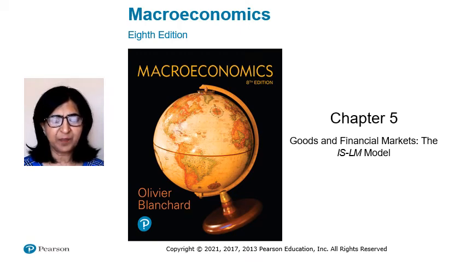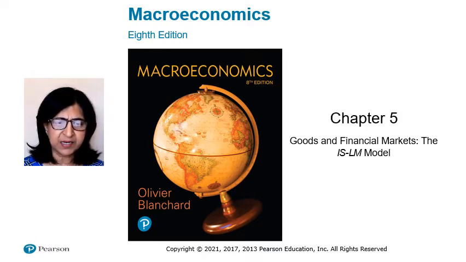Chapter 5, Goods and Financial Markets, the IS-LM Model. In Chapter 3, we learned the determination of output in the goods market in isolation, taking the interest rate as given. In Chapter 4, we learned how interest rate is determined in financial markets in isolation, taking output as given.